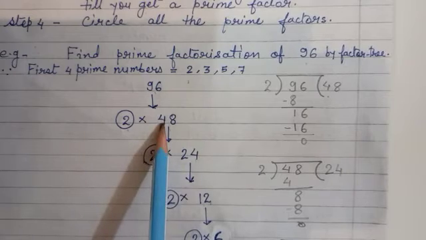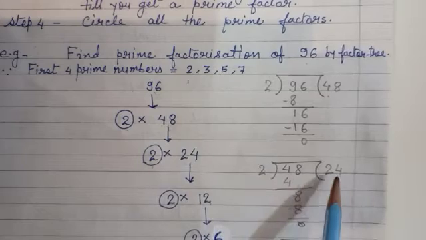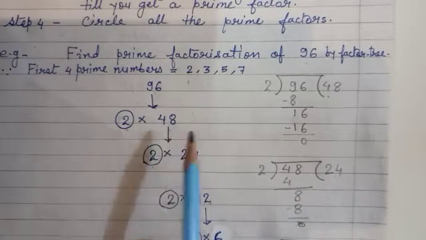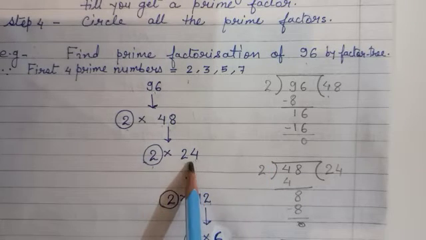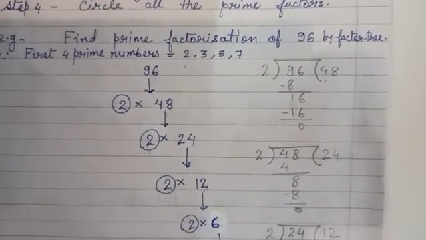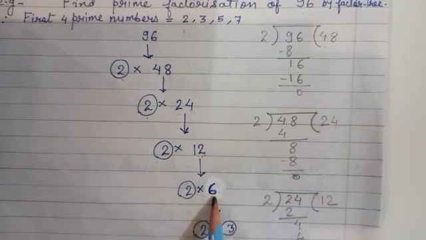Look at this 48 again, it is divisible by 2. When we divide this 48 by 2, we will get the quotient 24. So this 48 can now be written as 2 into 24. Now 24 again is divisible by 2. Therefore 24 can be written as 2 into 12. And 12 can be written as 2 into 6. Similarly, when we divide the 6 by 2, we get 2 into 3.